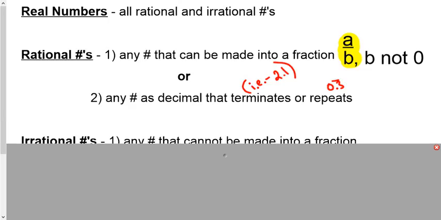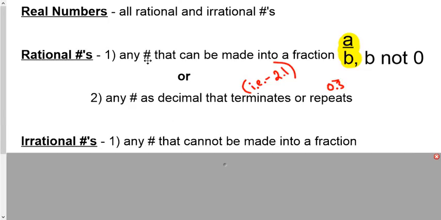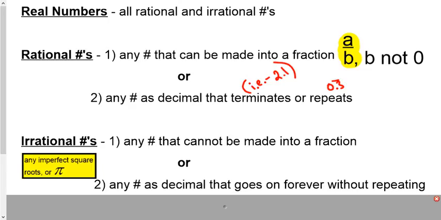Now, irrational numbers are basically the opposite of the rational numbers. So if any number can be made into a fraction is rational, any number that can't be made into a fraction is irrational. Or what's the opposite of a number that doesn't stop or doesn't repeat? What if that decimal goes on forever without repeating? Now, at this point, we're 4 minutes into this video and I'm still trying to explain the difference to you. Here's a shortcut, a little cheat right here.